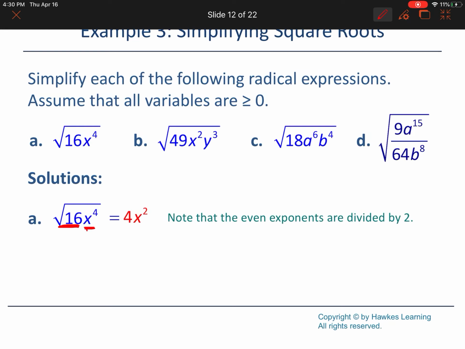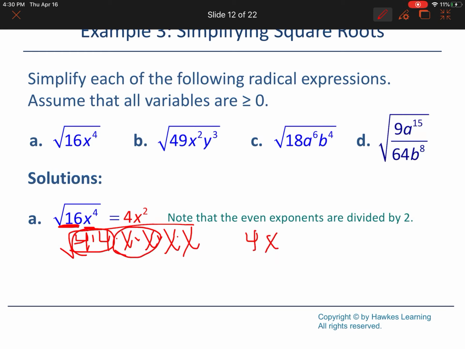You could think of this the way I talked about it before. 16 is going to be 4 times 4, and there are 4 of these x's. So that's what it's all factored to be. There's a 4 that comes out, there's an x that comes out, and here's another one that comes out. So that's going to be 4x squared. Instead of trying to remember that rule about cutting it in half, you're thinking about taking them out by 2's.